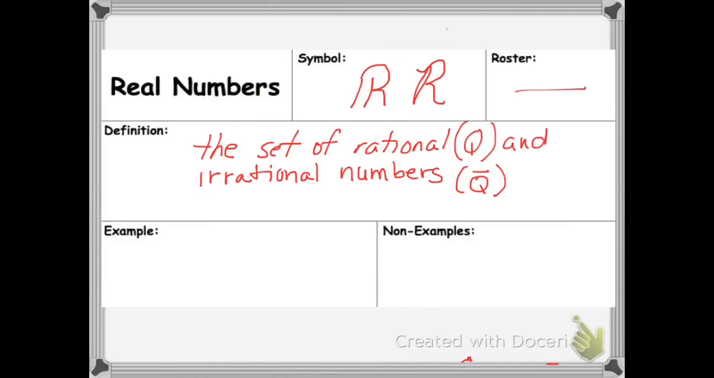And basically, this is going to be any numbers that you know at this point in time. Non-examples are the square roots of negative numbers, which technically don't exist. So again, we're not really going to deal with things that are not real numbers at this point in time.